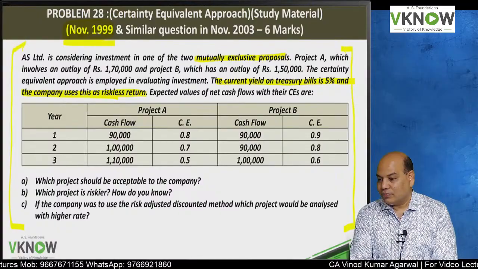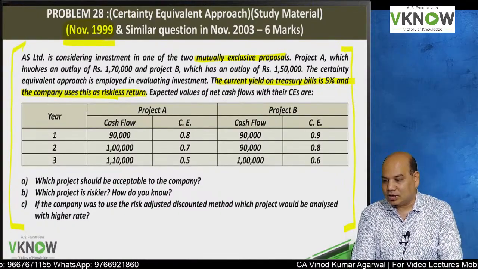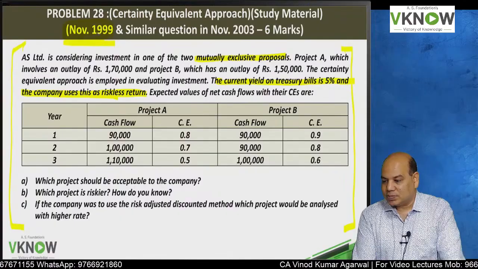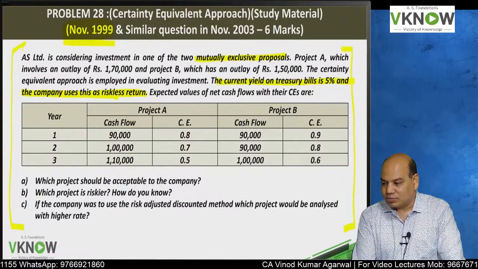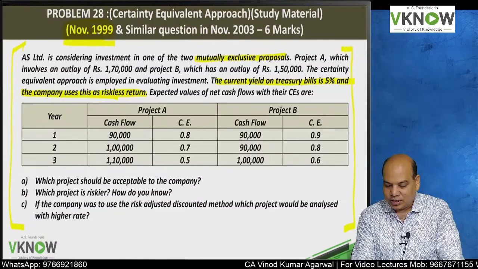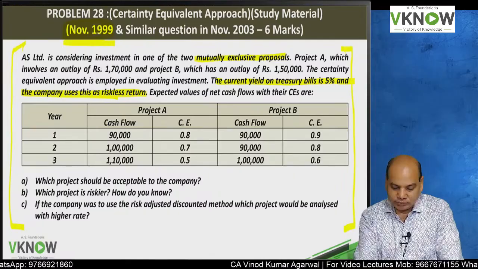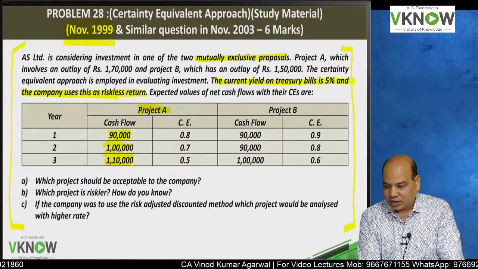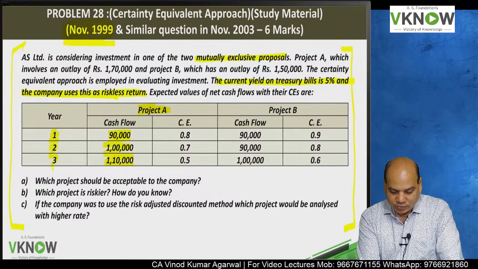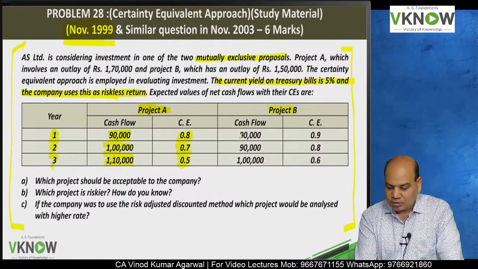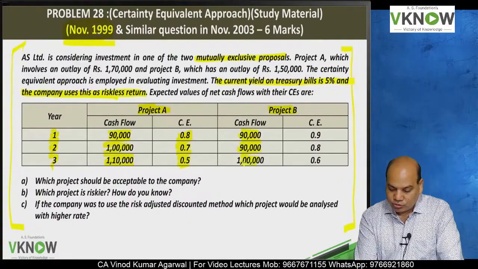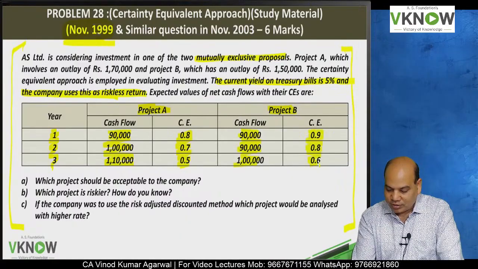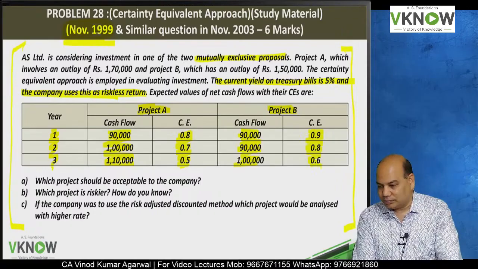5% is given to be used as discount rate. Expected value of the net cash flow with their certainty equivalent are: Project A, these are the expected cash flow over the next 3 years, and this is the certainty equivalent. For Project B, these are the cash flows and these are their certainty equivalent.